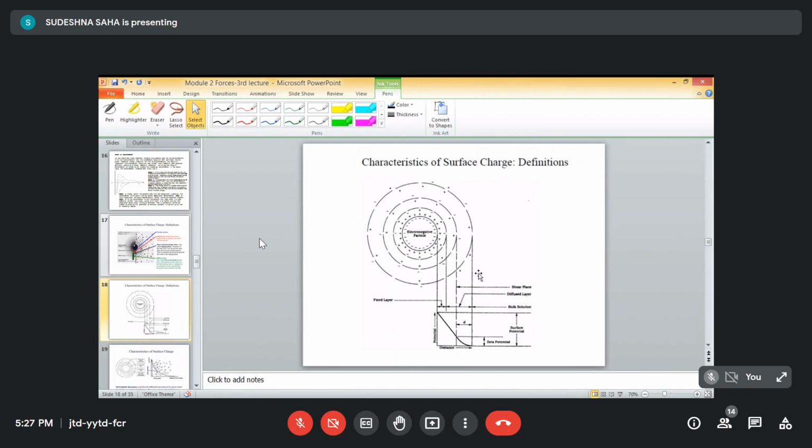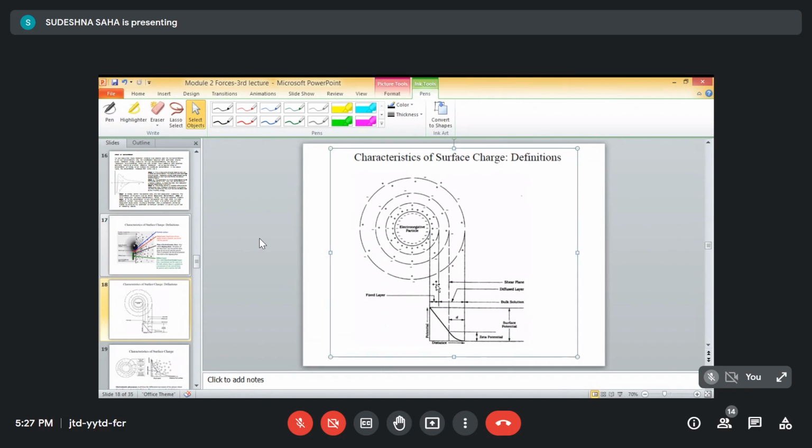So after this you have the bulk, and this is the diffuse layer. If you look at this over here, this is the Stern layer. This is the shear plane where you can measure the zeta potential. This is the diffuse layer, and this is the bulk solution. The potential that you can measure at the surface is the surface potential, and at the shear plane the potential you will measure is known as the zeta potential.